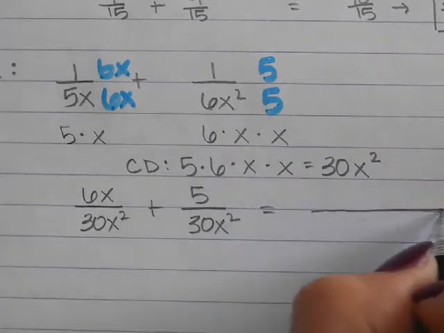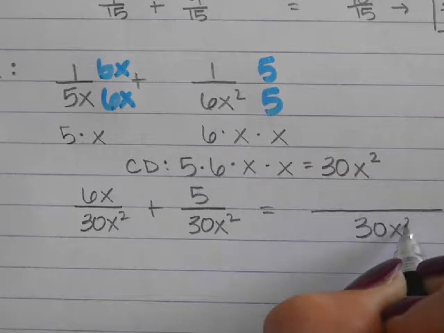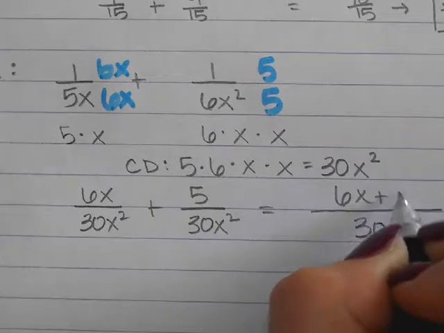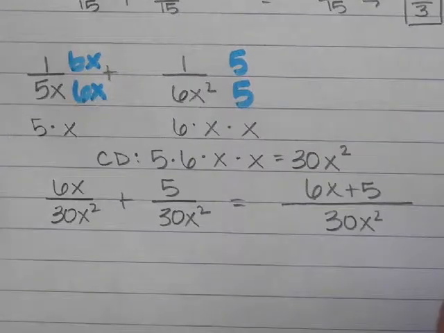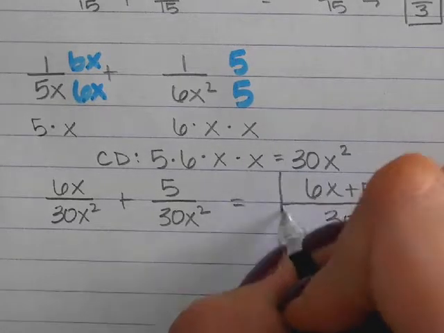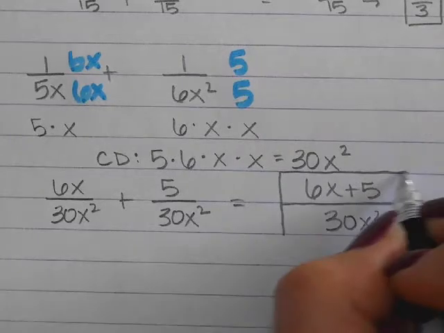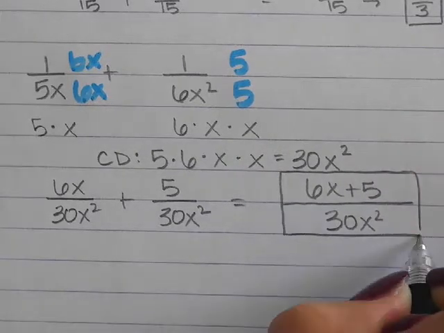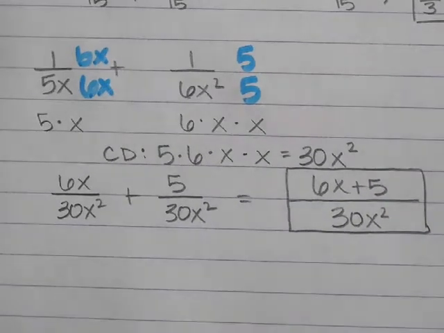And so I have that common denominator of 30x squared, and then I have 6x plus 5. At this point, you would go back to what we learned on the first day, and you would ask yourself, can I factor the top? Can I factor the bottom? Can anything cancel out? And nothing can cancel. The top is not factorable. And so we would say that we are done, and that is the final answer.